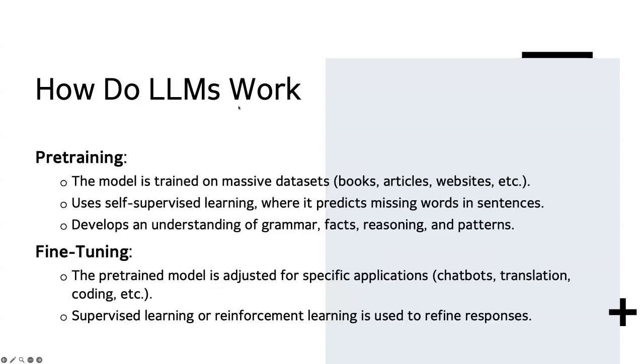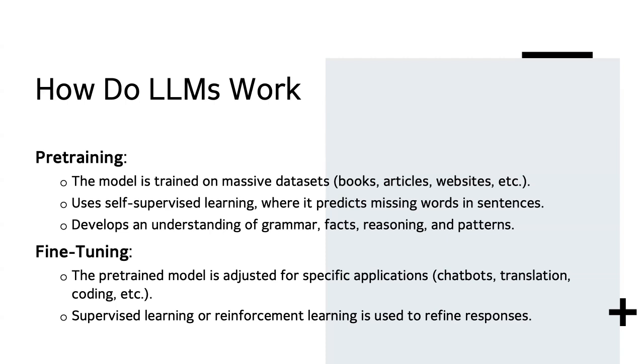The LLMs work by first pre-training. The model is trained on massive datasets like books, articles, or websites. It uses self-supervised learning where it predicts missing words in a sentence, as I've said before, and it develops an understanding of grammar, facts, reasoning, and patterns of it.